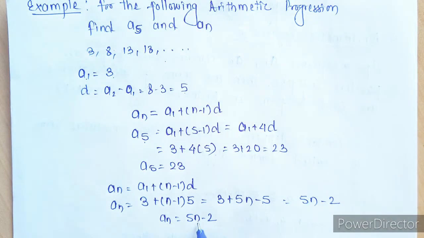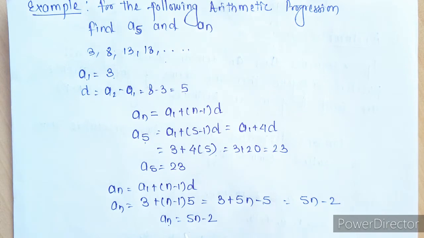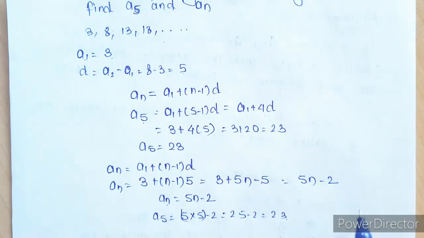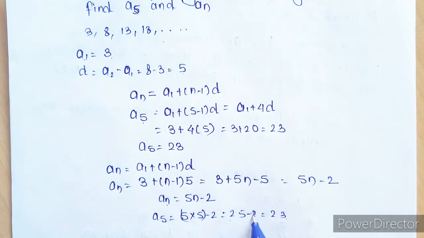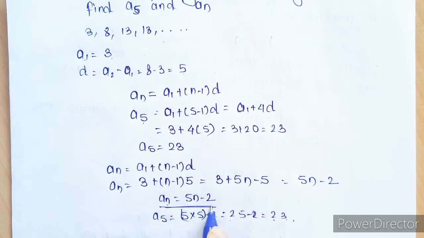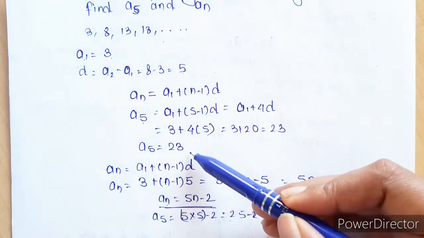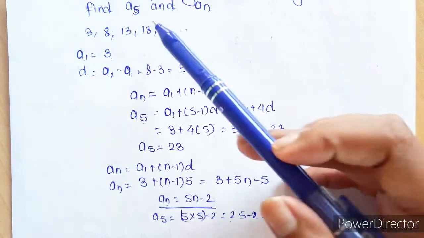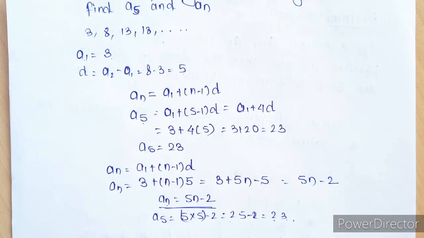Whatever n you substitute here, you will get that particular term. For example, suppose I substitute 5: this will be 5 into 5 minus 2, which is 25 minus 2, which is nothing but 23. So we get this term, and this is your nth term. Instead of finding the fifth term first, you can find the nth term first and then find whatever term is required in the particular problem.